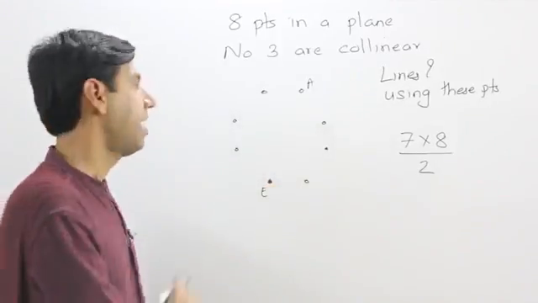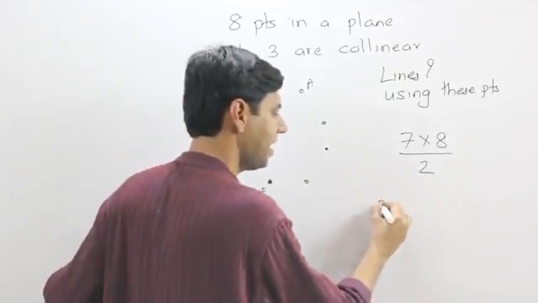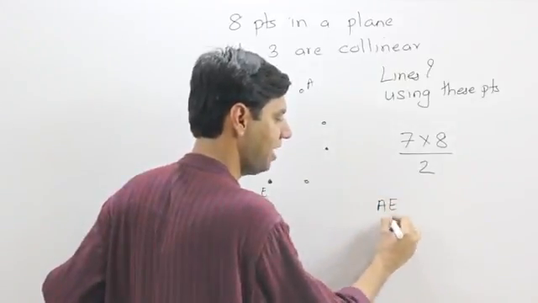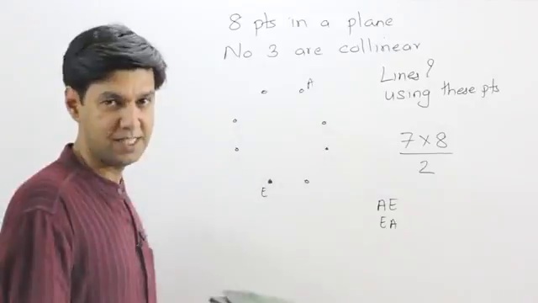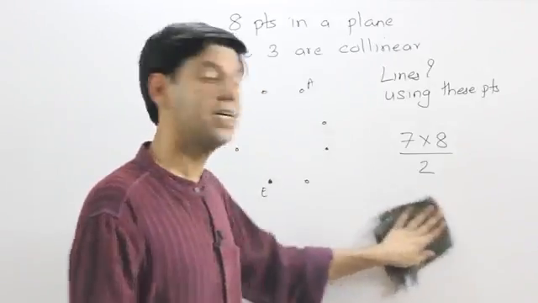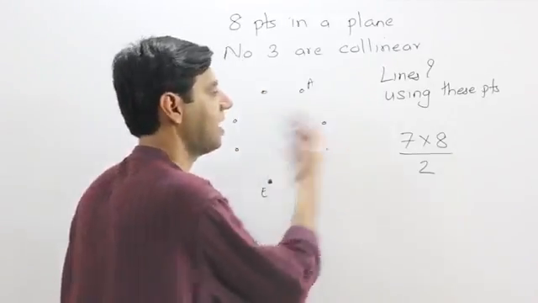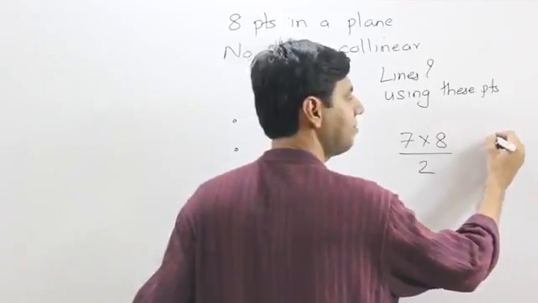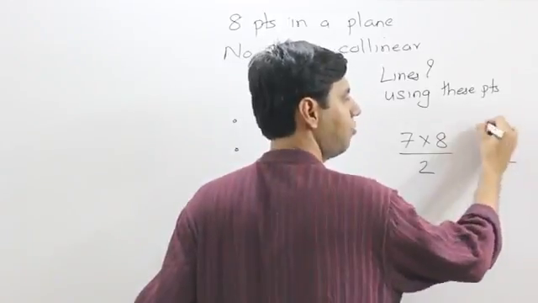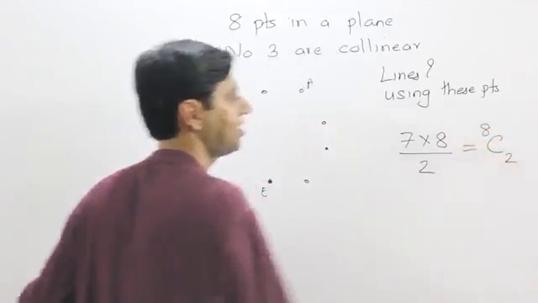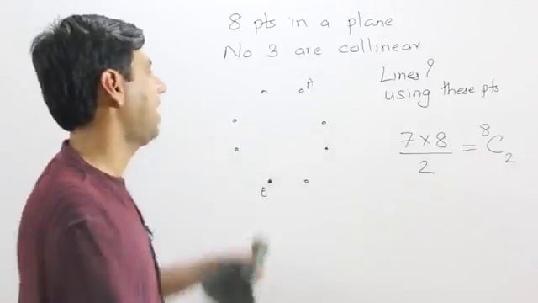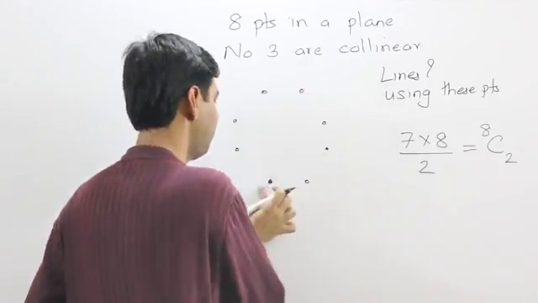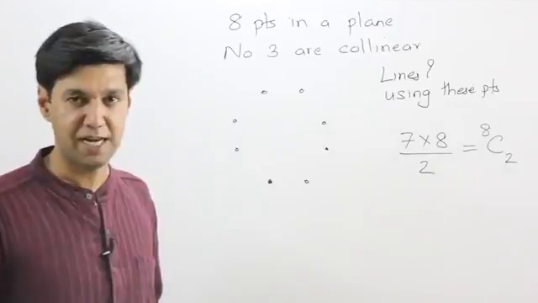Would I get a line? Yes. And tell me, is the line AE different from EA? No, it's the same line. So the order does not matter, it is just the pairing. So in how many ways can I pair up? And pair up means nothing but selecting 2 of them. From how many of them? 8. And do we see that 8C2 is same as 8 into 7 by 2? So we could even use combination here and get to the answer.